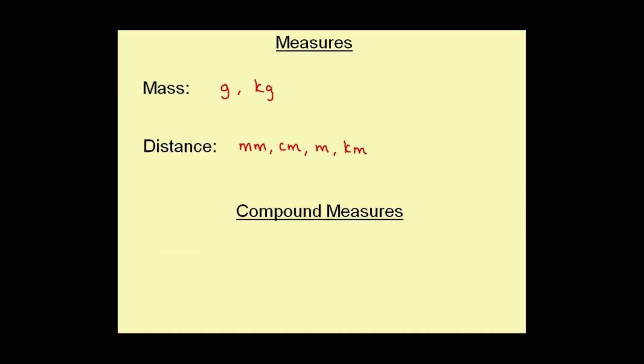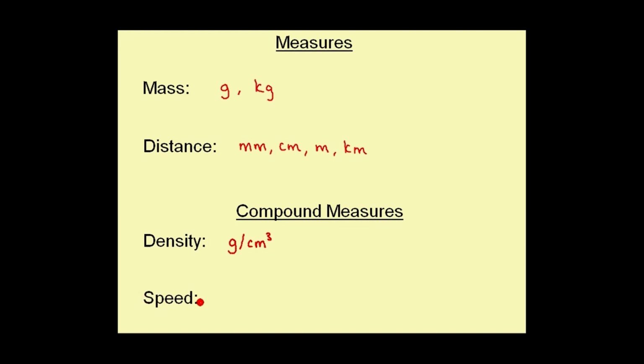Typical types of measure would be mass, which is measured in grams and kilograms, and distance, which is measured in millimetres, centimetres, metres, and kilometres. However, we also have compound measures. An example is density. Density is usually measured in grams per centimetre cubed. For instance, if you took 1 cubic centimetre of a brick, it would be heavier, it would weigh more grams, than 1 cubic centimetre of a sponge.